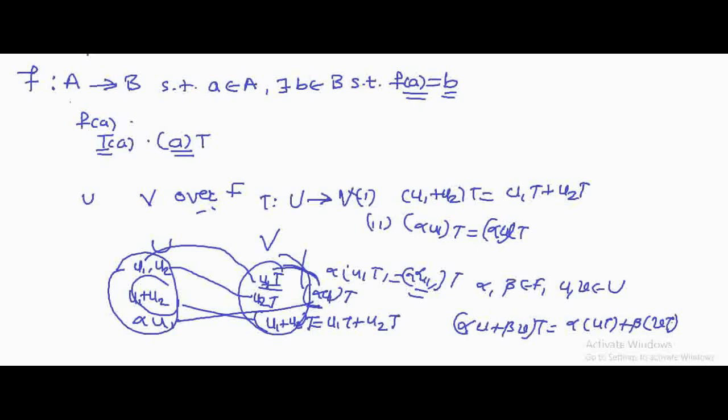I write it like this: homomorphism condition, T of alpha u plus beta v equals alpha times T of u plus beta times T of v. If this single condition is satisfied, it is called a homomorphism mapping. This condition is important to prove a homomorphism mapping.